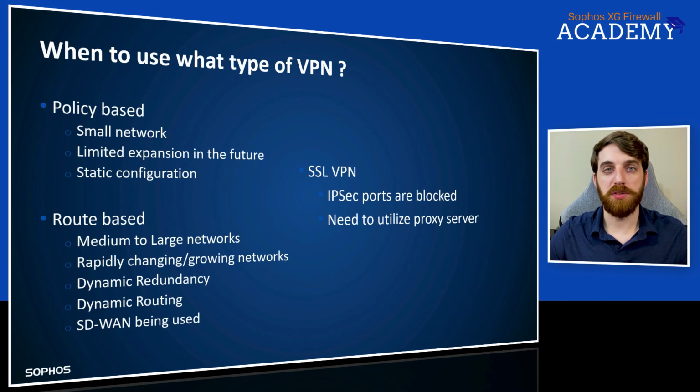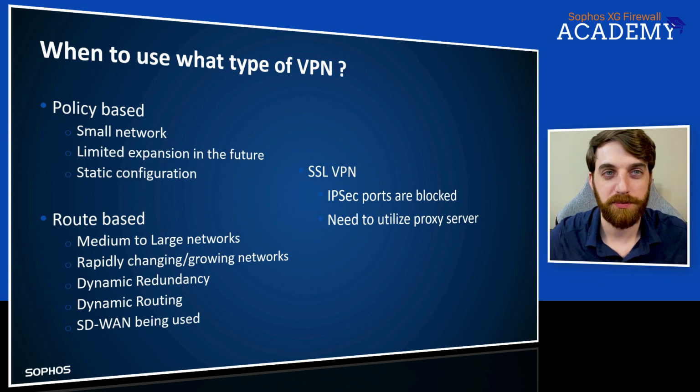Route-based, you're looking at generally larger networks, rapidly changing networks. The cause for having dynamic routing, having dynamic redundancy, or if you want to utilize SD-WAN. This is also where if you really want to have granular control over your traffic on your VPNs, this is also a best choice. And for the SSL VPN, as we just discussed, it's really there for when IPsec does not work. If it's being blocked, or there's restrictions someplace, or you're just having issues with setting up an IPsec VPN, just go ahead and set up an SSL VPN and see if it works.